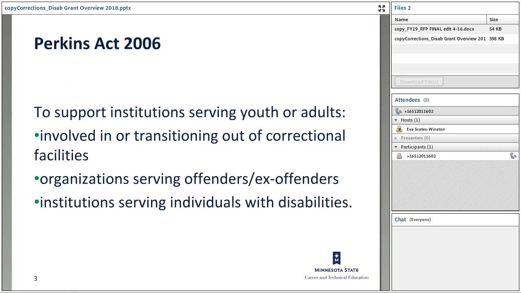So with the Perkins Act, this must be announced through the State Register as a competitive grant. It is an institutional grant for direct services, it is not for individuals needing services, so that money cannot go directly to any individual. It can also include within the population those with disabilities being served in correctional institutions or not. It can even serve, for example, youth who are in a transitional school such as Hennepin County Homeschool.